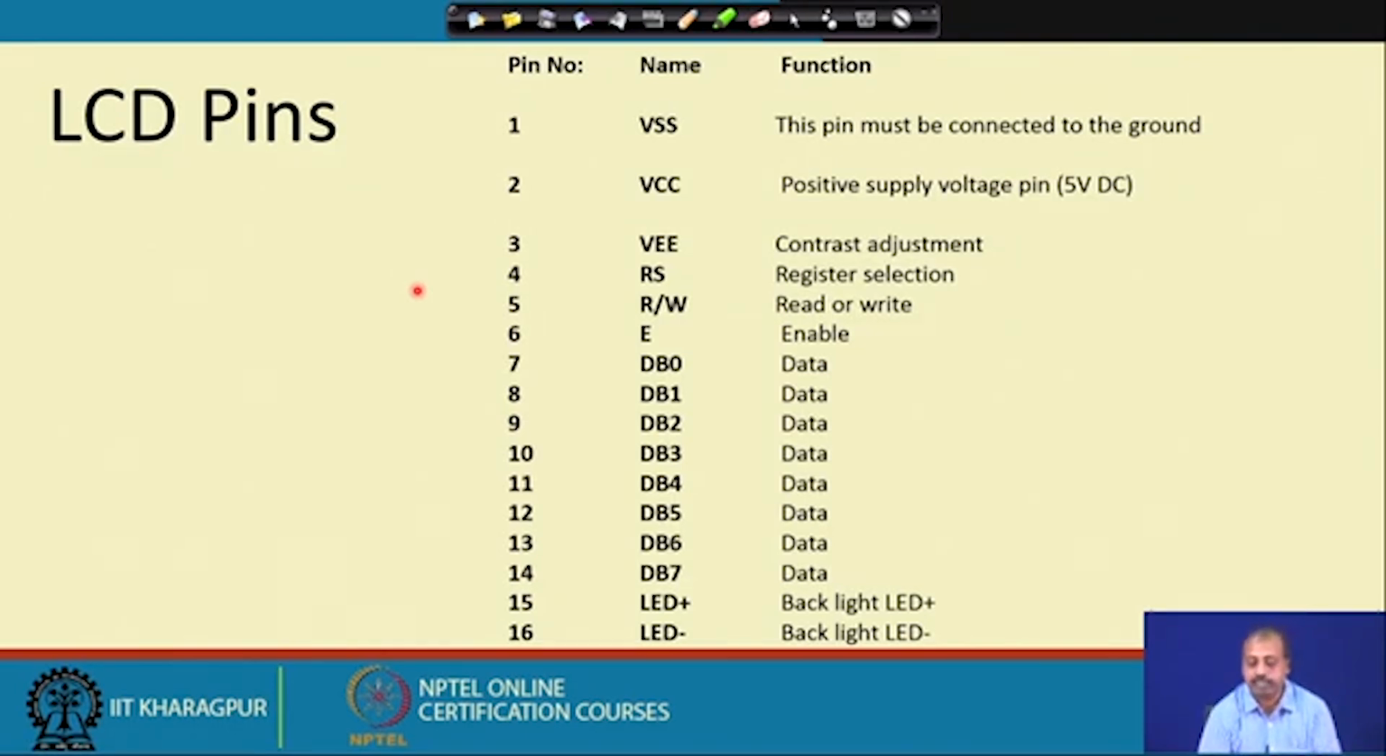Then we have the data lines DB0 through DB7. They are for giving the data and control to the panel. Some LCD displays also have a backlight facility. You can control this backlight through the differential inputs LED plus and LED minus. Some LCDs may not have a backlight and some may have it.